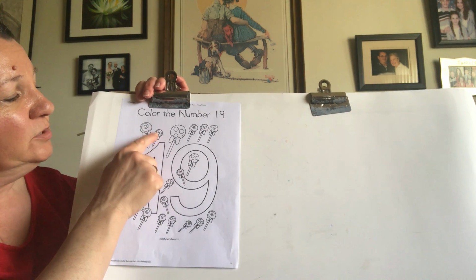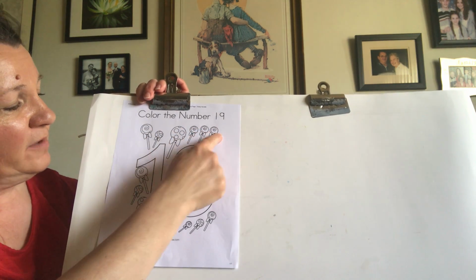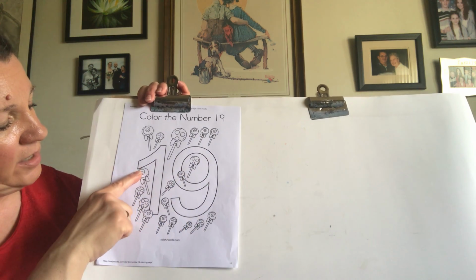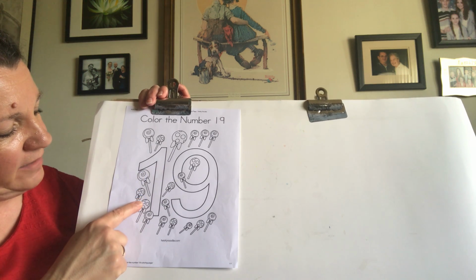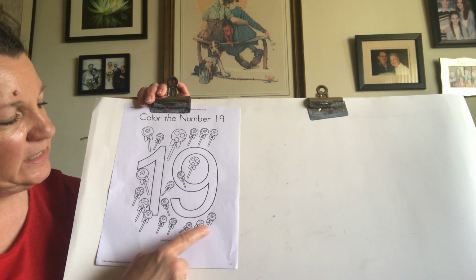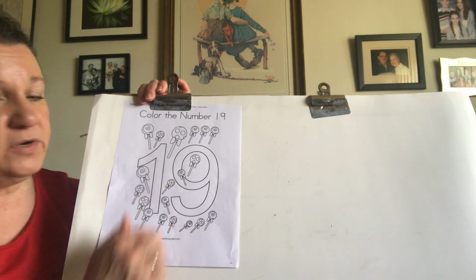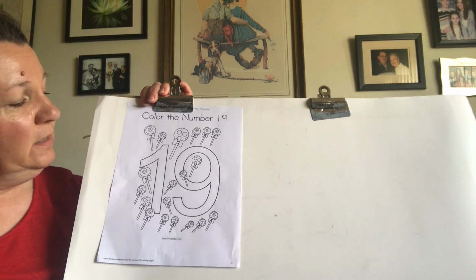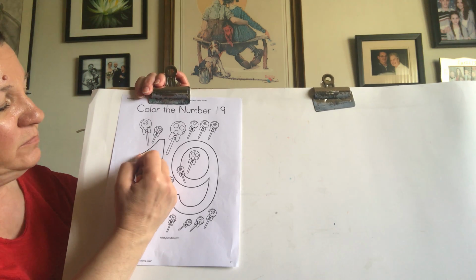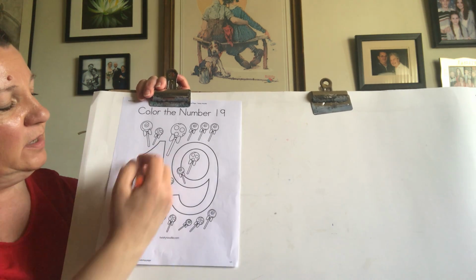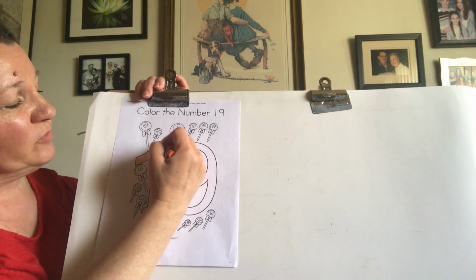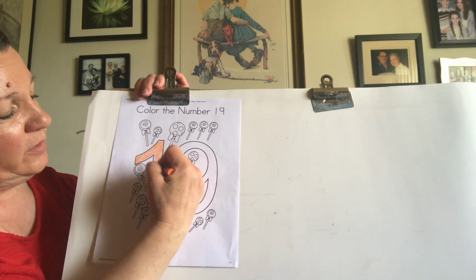Let's count together. 1, 2, 3, 4, 5, 6, 7, 8, 9, 10, 11, 12, 13, 14, 15, 16, 17, 18, 19. Okay, so we're going to color the number 19. You can use whatever color you want. I think I'll use my orange crayon, but you can use whatever color you want. Remember, we don't normally make the number 1 with this fancy thing on the front, but sometimes when it's printed by a company, they make it fancy that way. We just make it straight down. But we'll color in our 19.